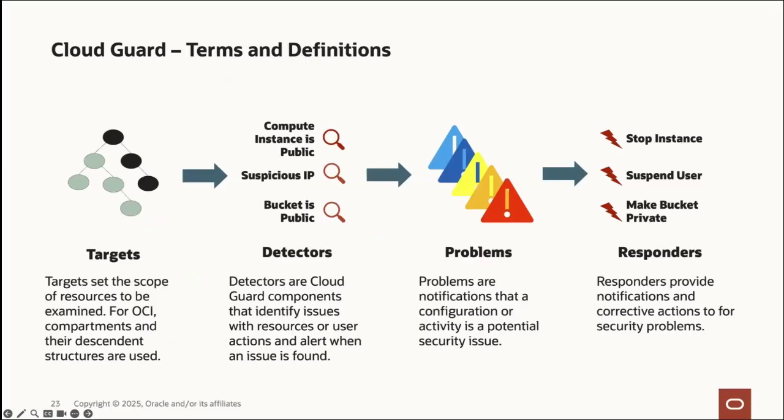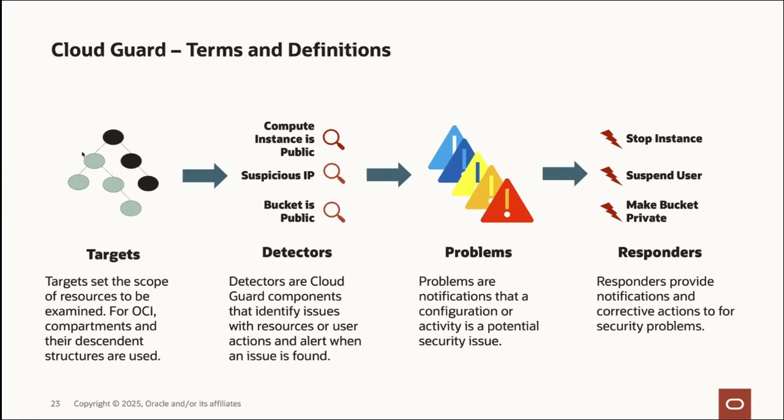So first you have targets, and targets are going to set the scope of resources that are going to be examined. Within OCI, the targets are going to be compartments and their descendant structures, right? The way that compartments are set up is essentially like a hierarchy, and these compartments have a parent-child relationship. So you can see here, you have a topmost compartment, which is called the root compartment. And then every other compartment or thing that you create within your account or within your tenancy is going to fall within that root compartment.